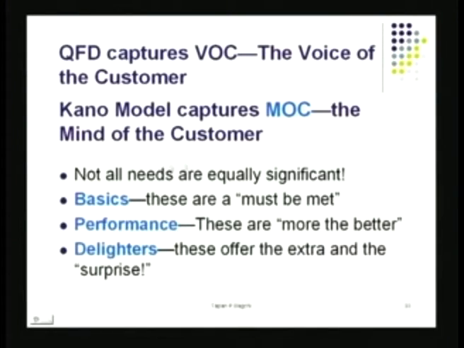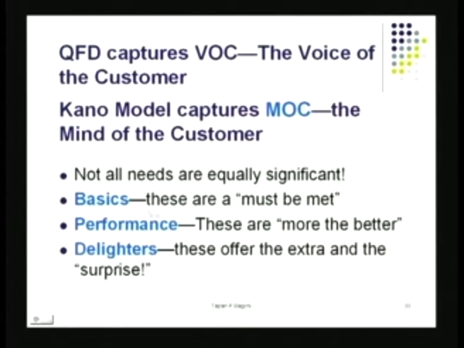We have gone beyond basically just hearing the voice of the customer. Now we have probed into his mind and tried to find out what really are his basic requirements that really would get me into this business, for example. Then what are the things that he expects more of? And perhaps he can even pay a bit more because of this, and those are the functional requirements. And what are those extra things that basically delight him? They are the surprises. And they are the ones that we look out for whenever we have a purchasing experience, for example, we do that. So basically what we're talking about is the Kano model captures the mind of the customer.